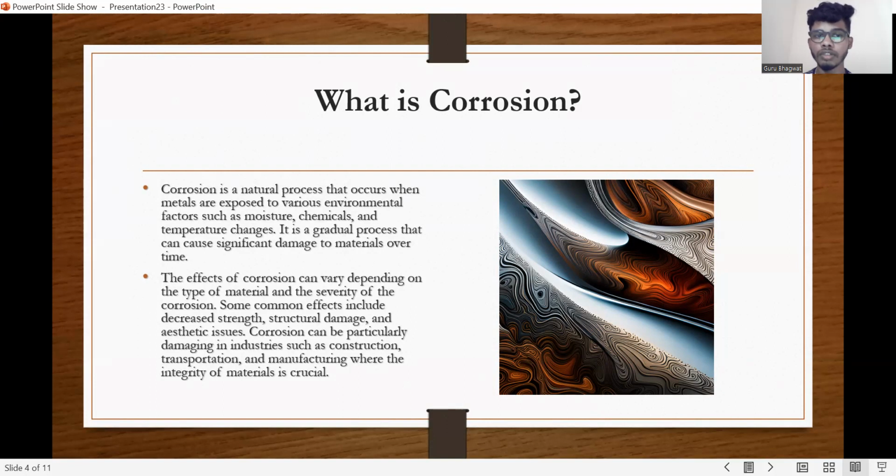Some common effects include decreased strength, structural damage, and aesthetic issues. Corrosion can be particularly damaging in industries such as construction, transportation, and manufacturing, where the integrity of the metal is crucial.